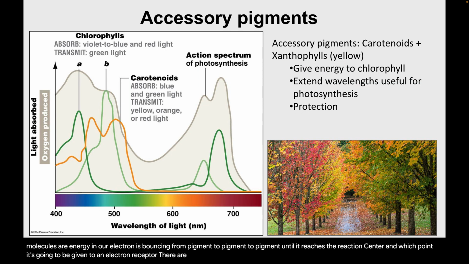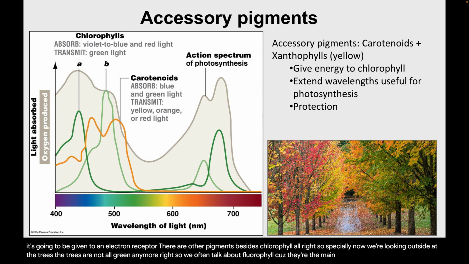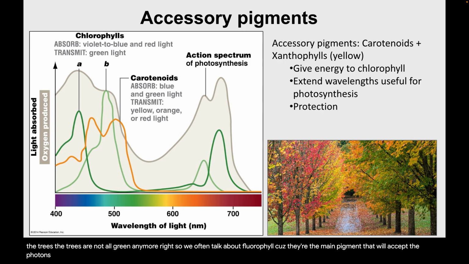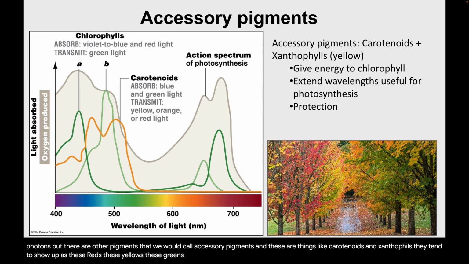There are other pigments besides chlorophyll, all right? Especially now, we're looking outside at the trees. The trees are not all green anymore, right? So we often talk about chlorophyll because it's the main pigment that will accept the photons. But there are other pigments that we would call accessory pigments, and these are things like carotenoids and xanthophylls. They tend to show up as these reds, these yellows, these greens, right?